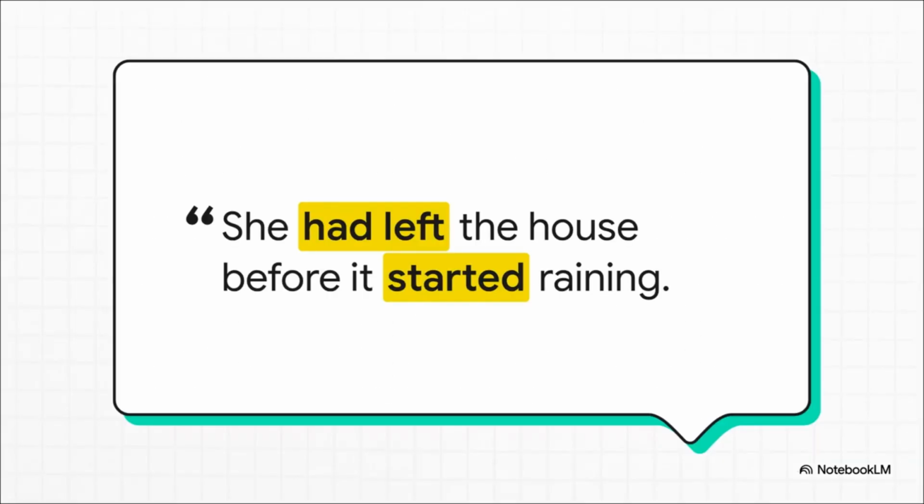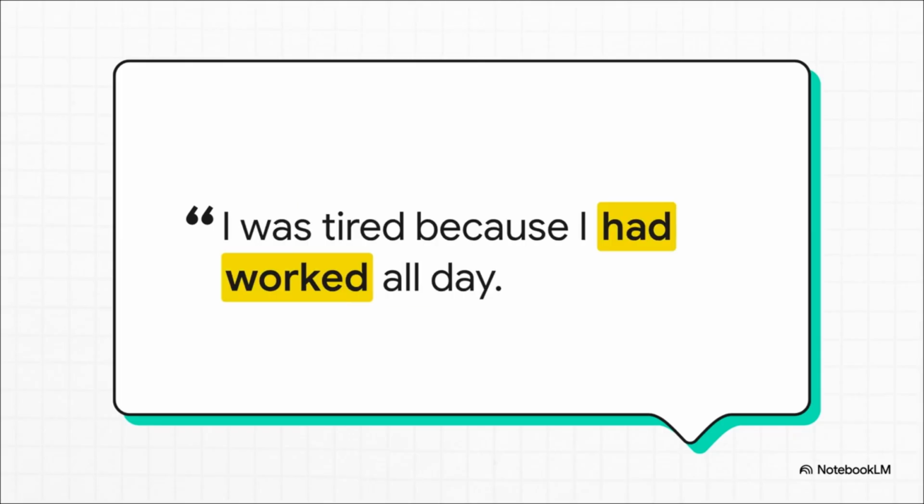First and foremost, its main job, its number one gig, is to show sequence. Look at this. She had left the house before it started raining. So which action happened first? Her leaving. The past perfect, that had left, makes that perfectly clear. The rain came second.